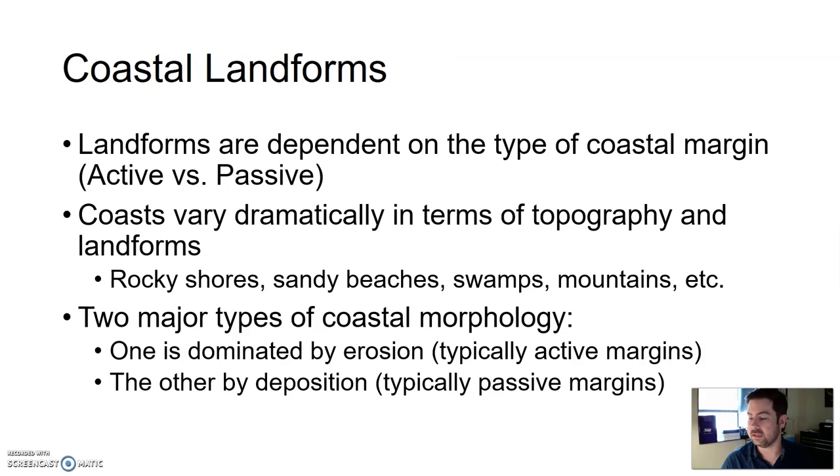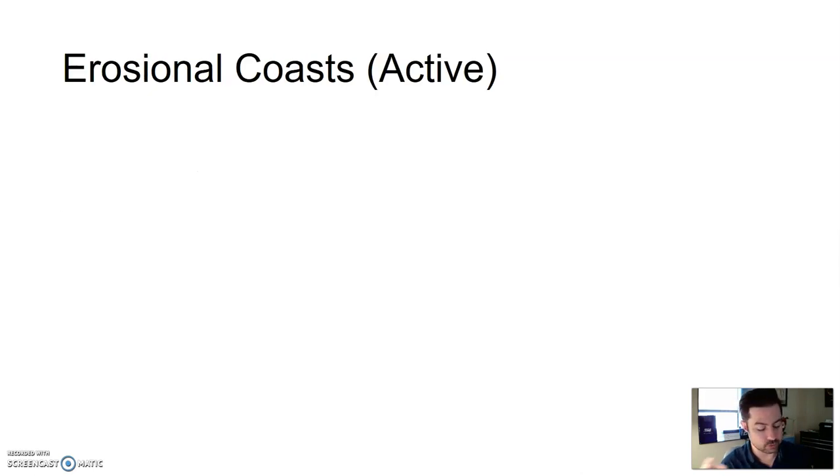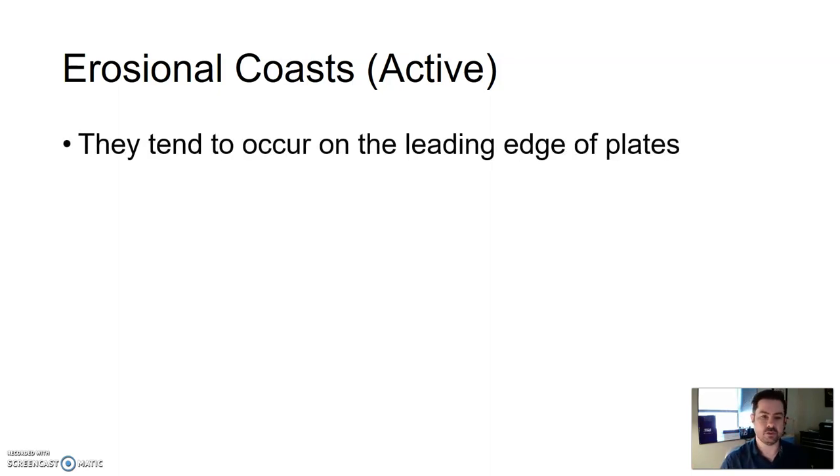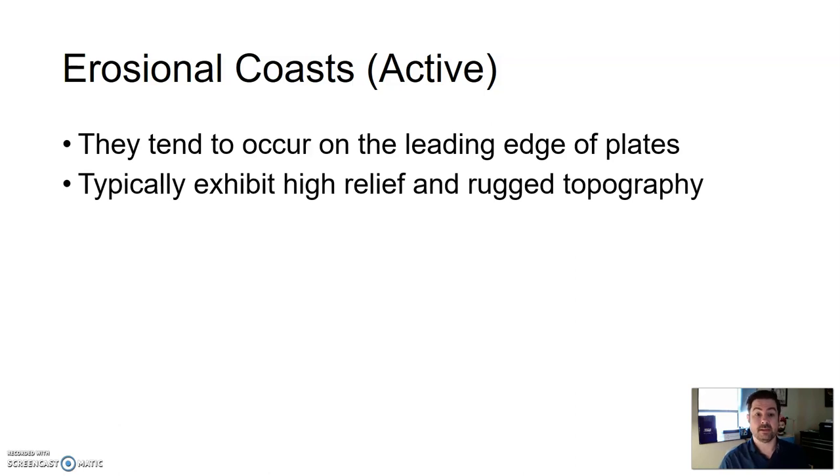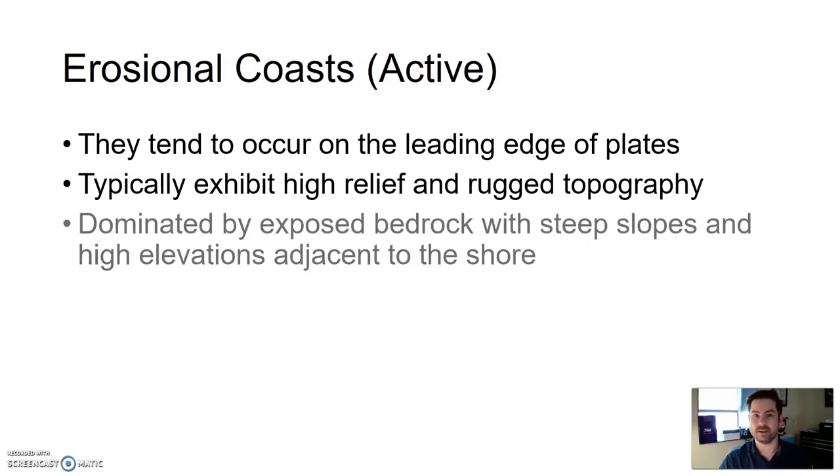So let's first look at erosional coasts, more indicative, not always, but just more indicative of active margins. They tend to occur on the leading edges of plates, kind of where a plate is crashing into another or moving relative to one another, so right near a boundary. Typically, erosional coasts near active margins exhibit high relief, rugged topography, mountains, hills very close or near to shore. It's really dominated by old exposed bedrock with really steep slopes, again, high elevations, rugged, mountainous, pretty near or adjacent to the shore.